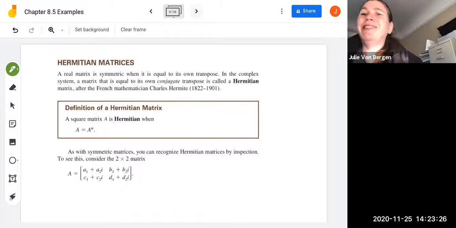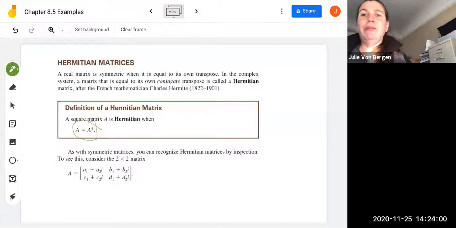So a real matrix is symmetric when it's equal to its own transpose. In the complex system, a matrix that is equal to its own conjugate transpose is called a Hermitian matrix. This is after the French mathematician Charles Hermite, who lived from 1822 to 1901. Obviously a matrix has to be square to be equal to its own transpose. So similarly for complex matrices, a square matrix A is Hermitian when A equals A conjugate transpose.